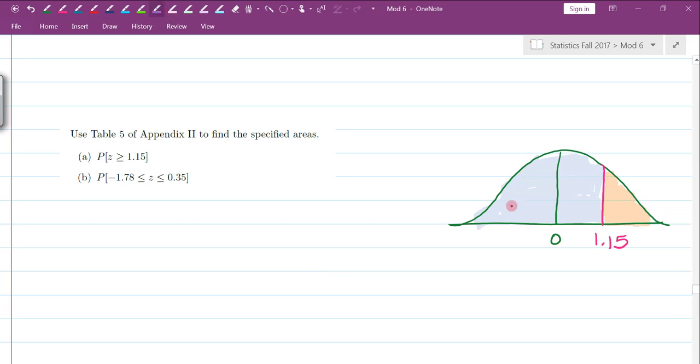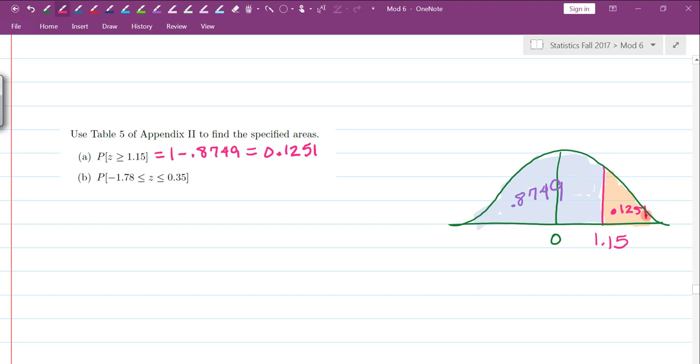So this is 0.8749. Okay, and then this area right here will equal 1 minus 0.8749. Turn on our calculators. 1 minus 0.8749, and that is equal to 0.1251. So the area under the curve to the right of z equals 1.15 is equal to 0.1251.